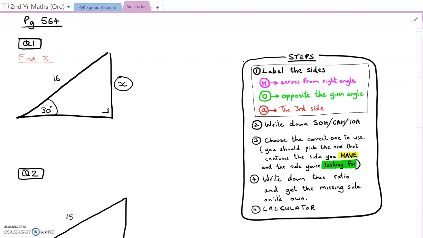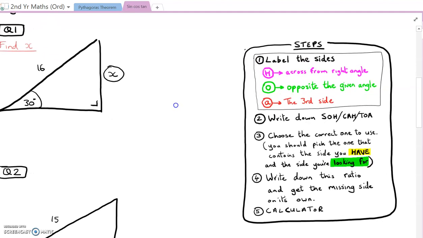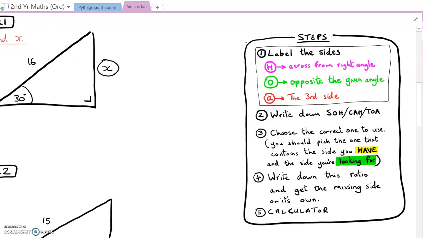So what's the first step we have to do? We have to label the 3 sides of our triangle. And what's the first side? H. So where's H? It's across from the right angle. So here's our H. What's another side? O. It's opposite the given angle. Here's our given angle down here. So over here is O. And the third side is A. So here's the third side, A.